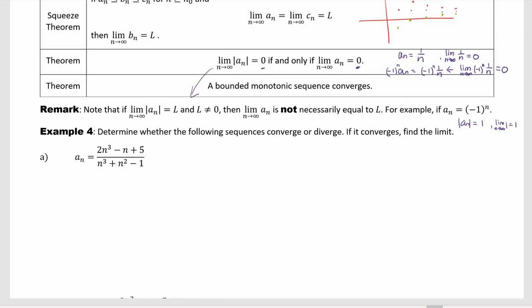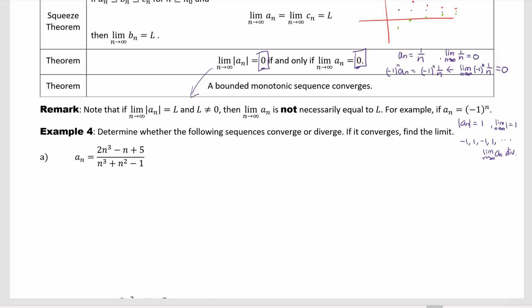However, let's look at this sequence. This sequence is like minus 1, 1, minus 1, 1. Will it converge? It's just oscillating between minus 1 and 1, so it won't converge. The limit does not exist for this sequence. So the limit as n goes to infinity of a sub n actually diverges. So this theorem is only true for zero. For other non-zero numbers, it's not necessarily true. You have to be very, very careful.